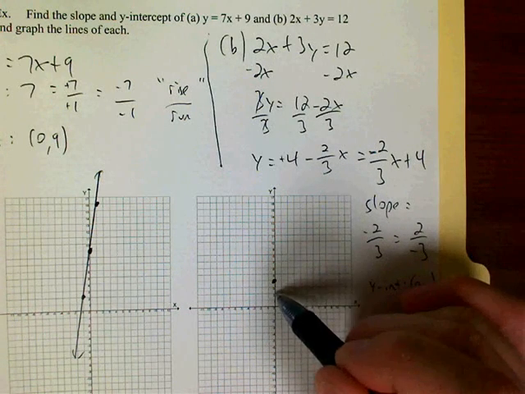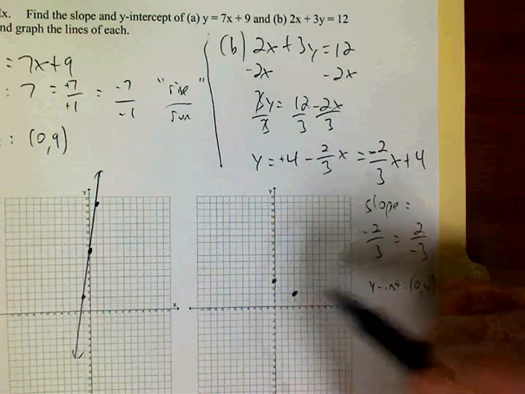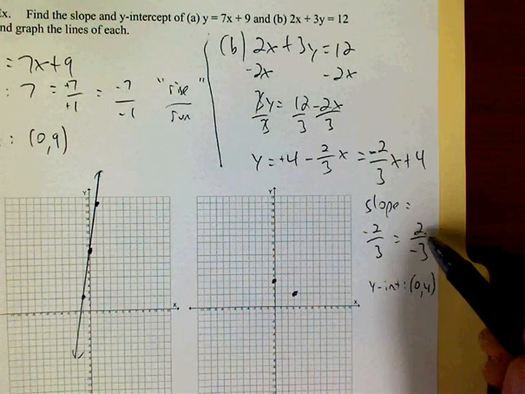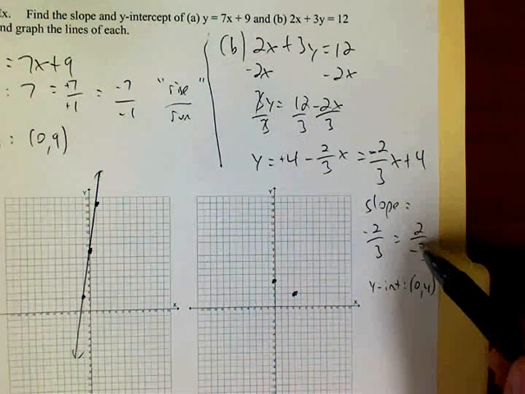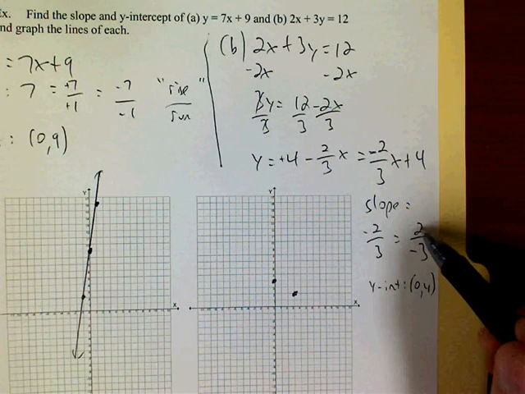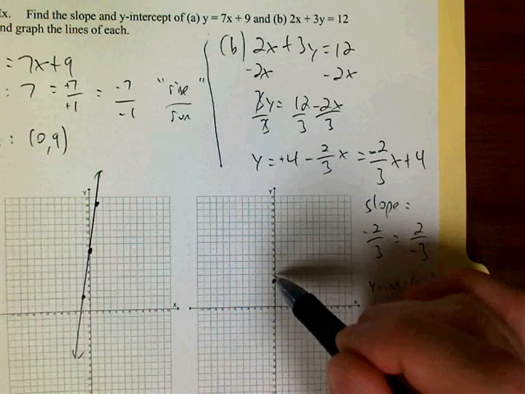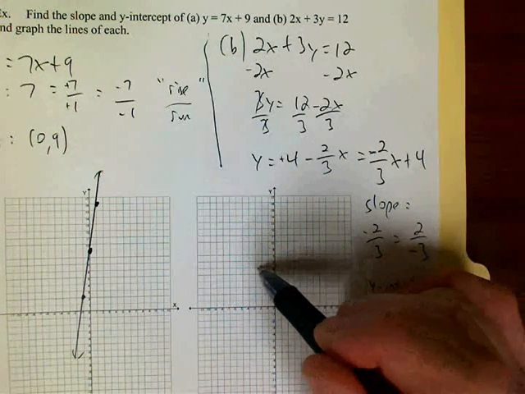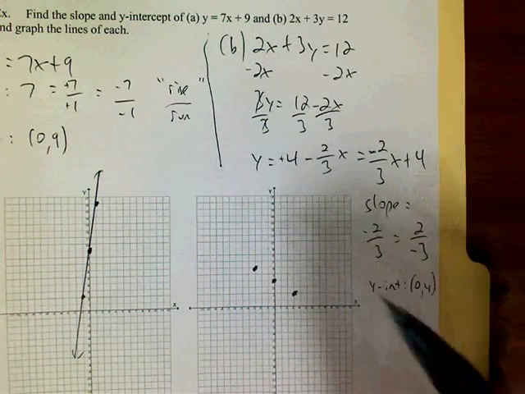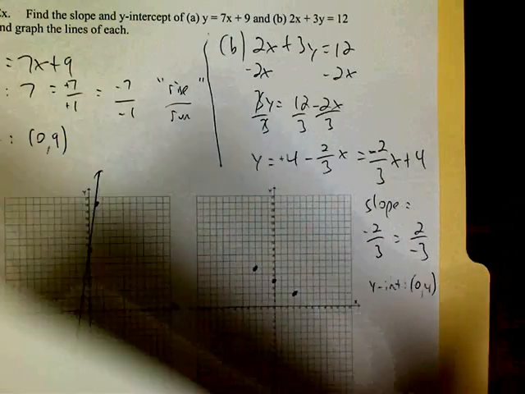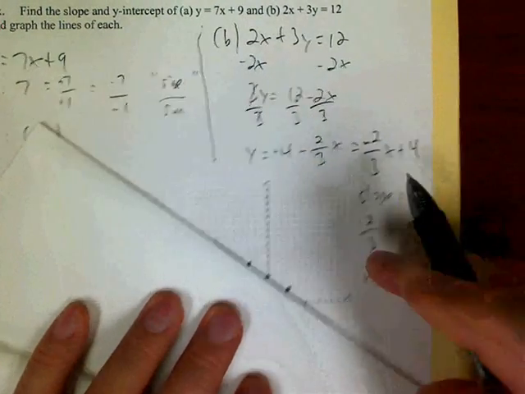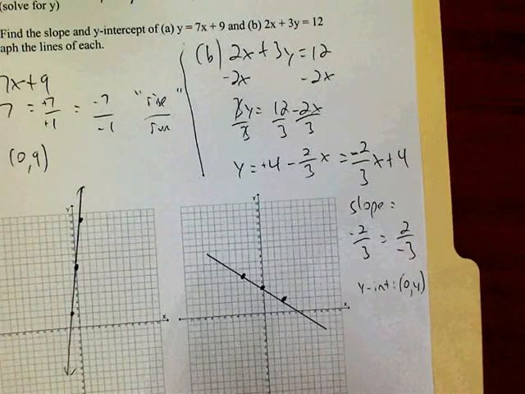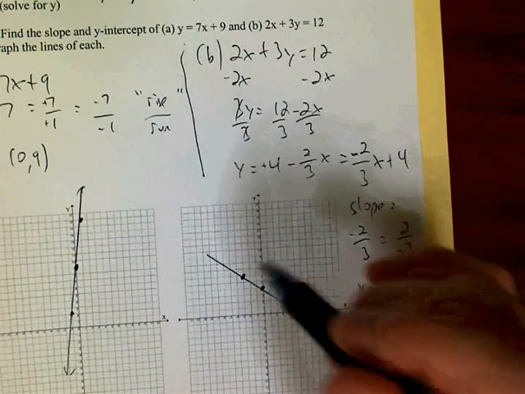Down 2, right 3. We could also use this fraction, this slope, where we just put the negative in the denominator, which means we're going to go up 2, left 3. Up 2, left 3. And once again, if we take any kind of straight edge, that's close enough, we'll have our line.